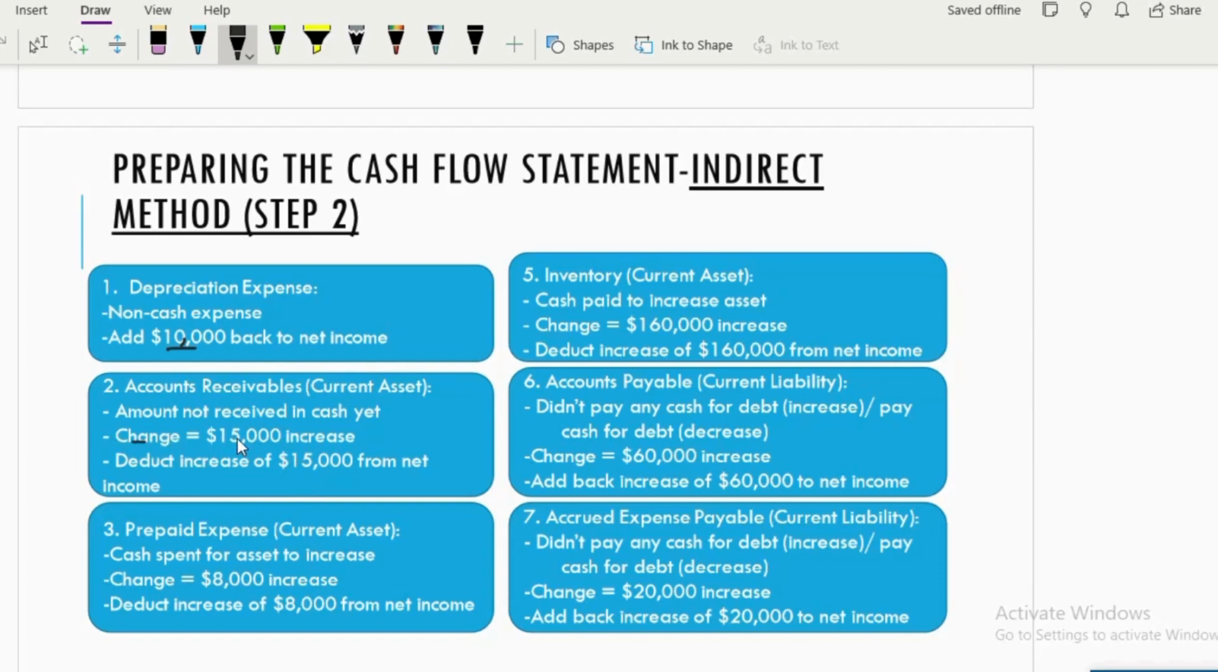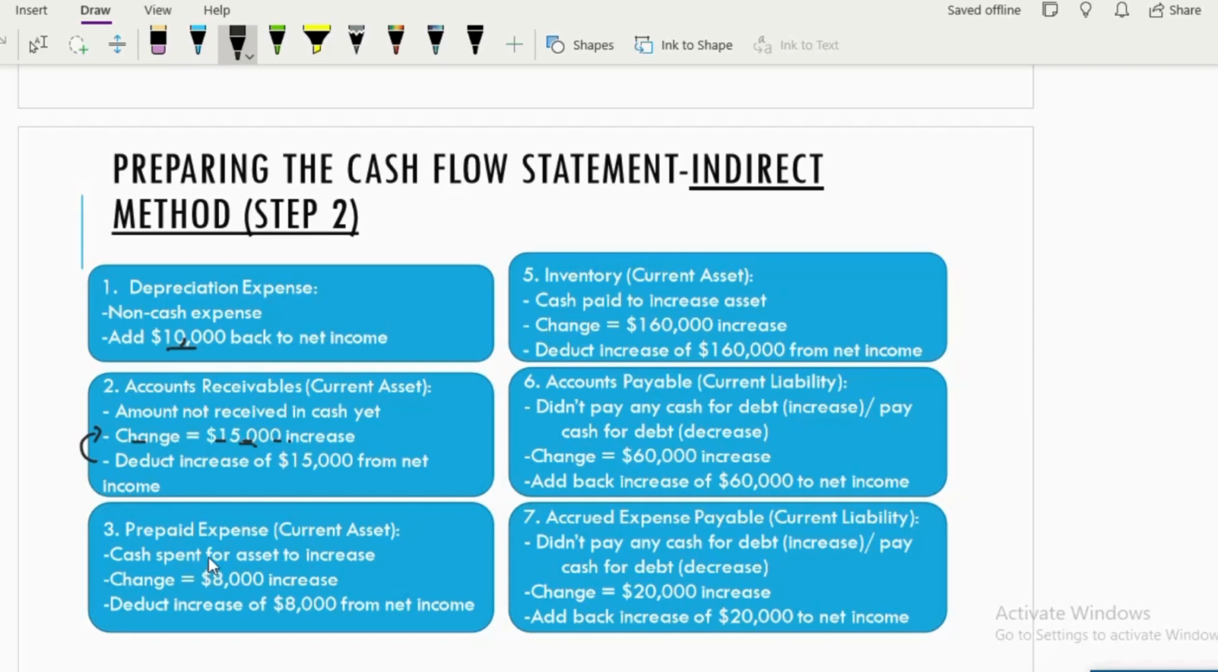So how much change happened? 15,000 increase. Why did it increase? Because sales were on a credit basis. So it means that net income includes some sales which did not bring any money. So we are going to deduct it because it's a receivable, it's a non-cash accrual, right? So I'm going to deduct the increase in accounts receivable.